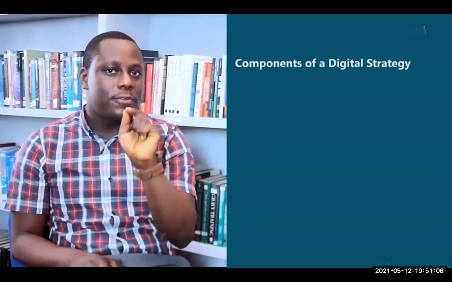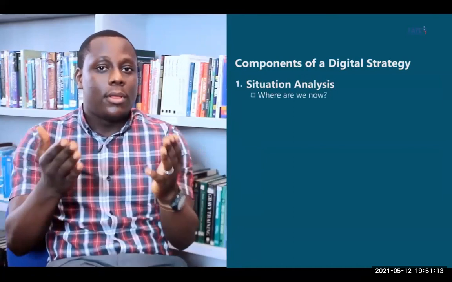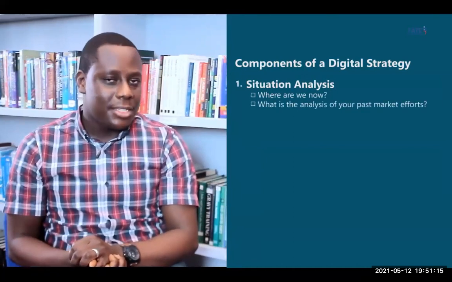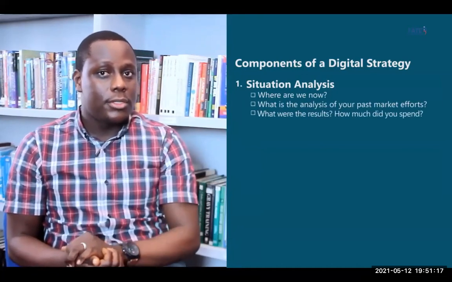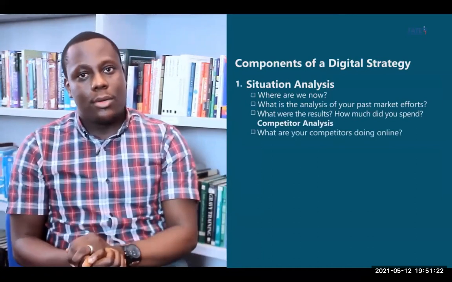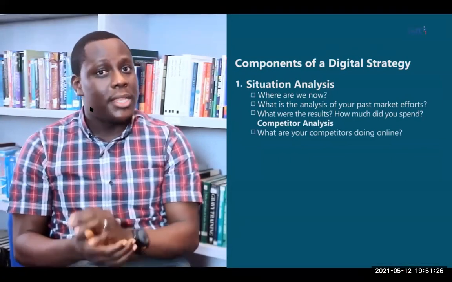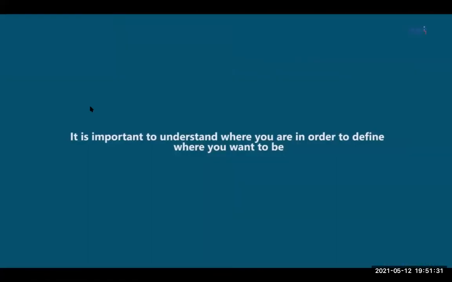How do you create a digital strategy? The first component of your digital strategy is your situation analysis. Where are we now? An analysis of your past marketing efforts, the result you got, and how much you spent. Competitor analysis. What are your competitors doing on social media, online? Checking their website out. You need to be able to understand where you are for you to create the right strategy for where you want to be. And that's number one, and it's very important.